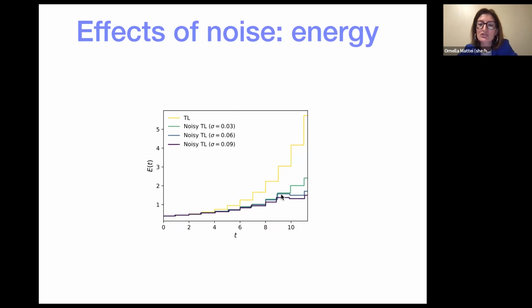Well, when you introduce noise, the energy will actually be smaller. In yellow, you see the case of a time laminate without noise, and the other three curves represent different levels of noise.